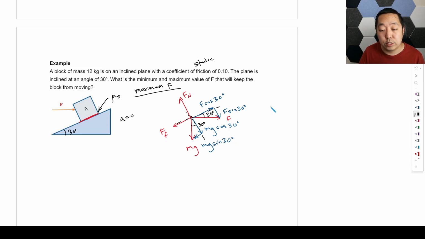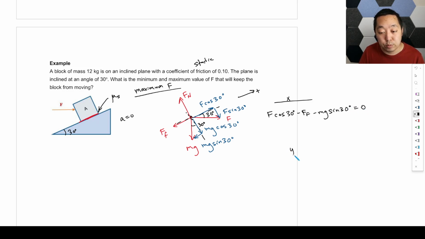Right? Okay, the acceleration is 0, so in the x direction, all the upward forces equal the downward forces, so we'll say up the ramp is positive. So that means F cosine 30 degrees minus the force of friction, and then mg sine is also pointing down, minus mg sine 30 degrees equals 0.